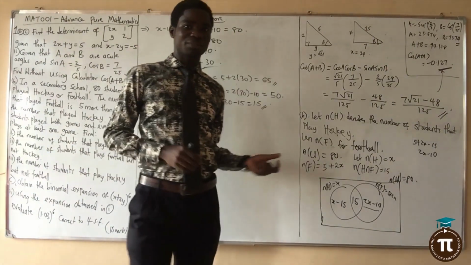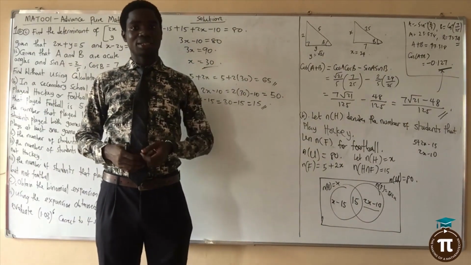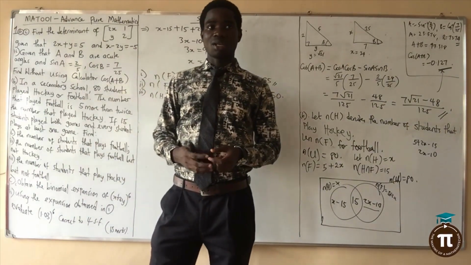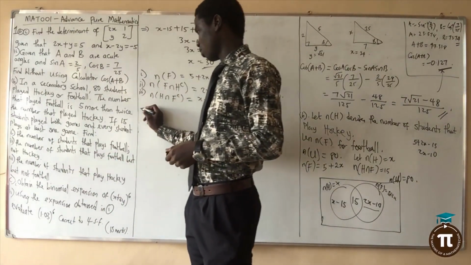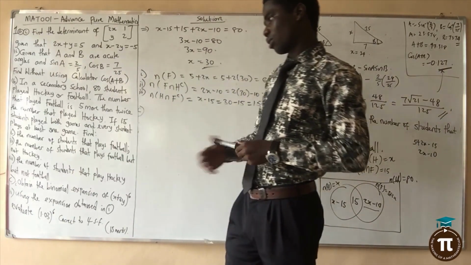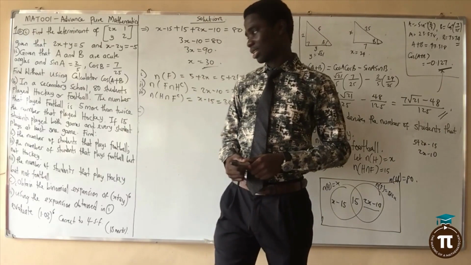So please take note of this set theory question. They like to ask problems on sets, especially in the theoretical aspects. Let's go to the next question, C. The C says: obtain the binomial expansion of x plus 3y all raised to the power of 6.